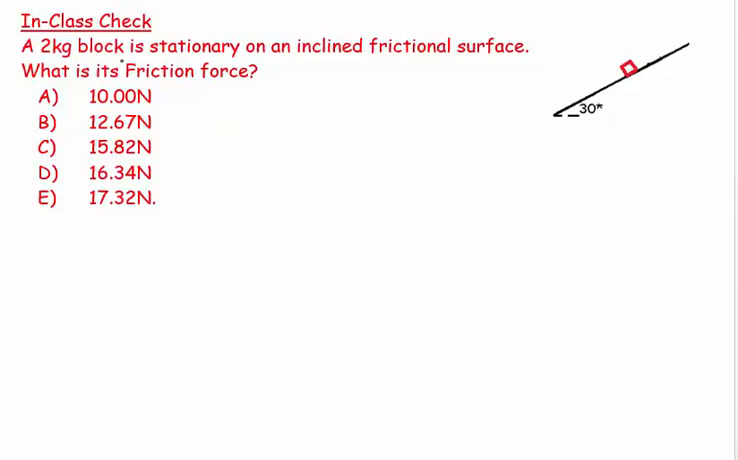So this question says a 2 kilogram block is stationary on an inclined frictional surface. What is its frictional force? So here again we are going to visualize the situation. We have the incline. We try to make the angle pretty good. I think less than 45 degrees or greater than 45 degrees is really important. And this is 20 newtons because it's a 2 kilogram mass.